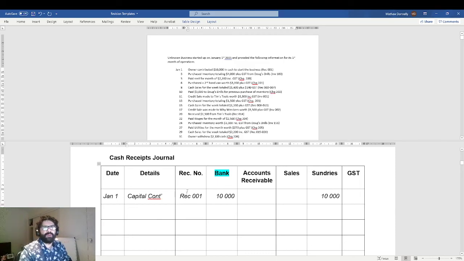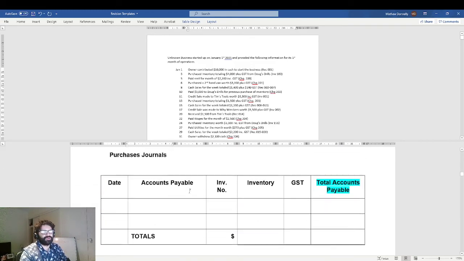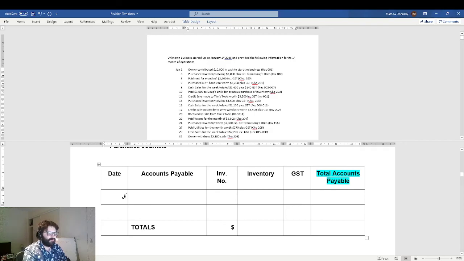On the 3rd, we purchased inventory totaling $4,000 plus GST from Doug's Drills, invoice 100. Now, we purchased inventory. We didn't sell it, we purchased it. So that's the purchaser's journal. It's on credit, so we go Jan 3. Who is the accounts payable? It's Doug's Drills. We go invoice 100.